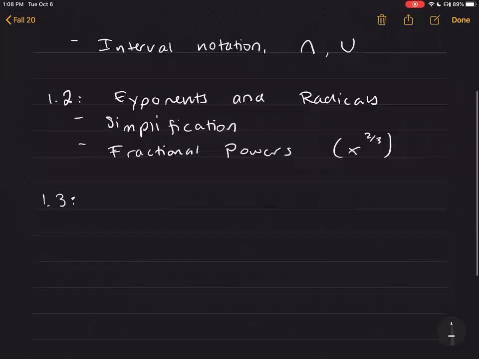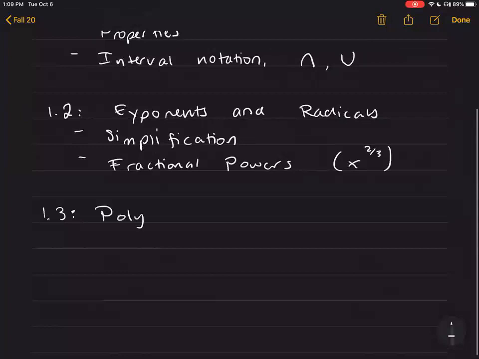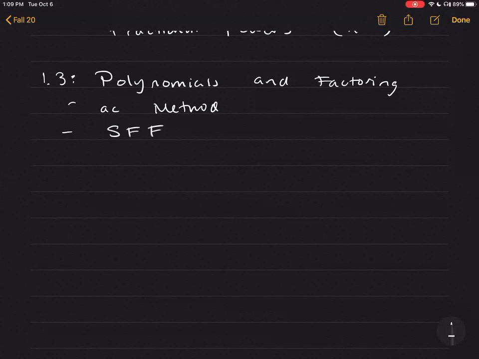Section 1.3, let's see. That was polynomials and factoring. And let's see, we had the AC method, right? So the guess and check method. We had the special factoring formulas, which I will abbreviate as FF. And then we also had factoring by grouping. Good idea to know all of those techniques.